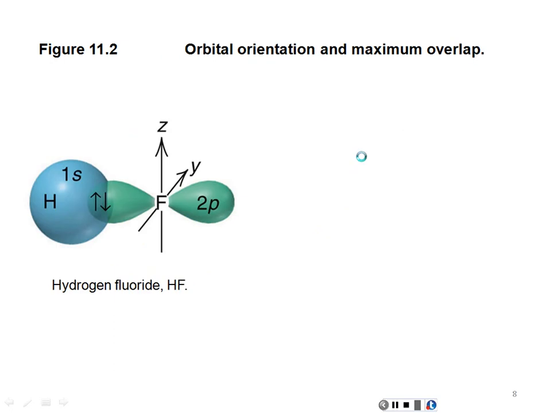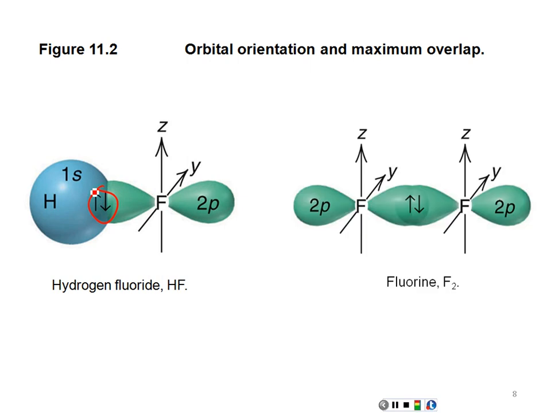Okay. So we can also have orbital overlap with p orbitals, and that's shown in this figure, where the 1s orbital of hydrogen is overlapping with the 2p orbital of fluorine. Again, in the overlap region, they share electrons, and the electrons are opposite spin.